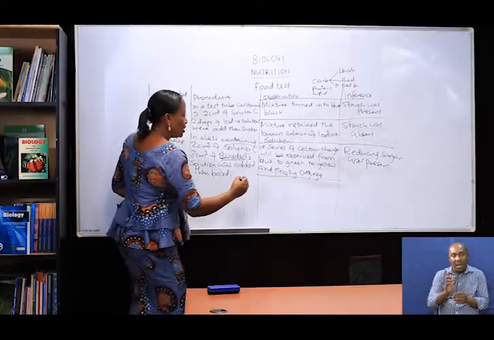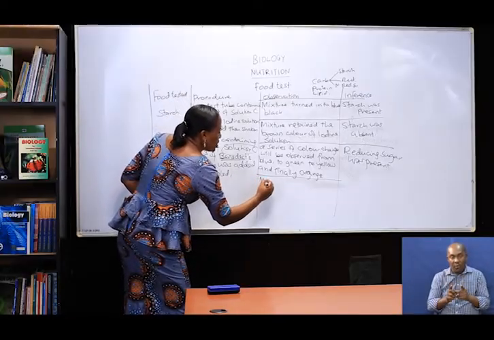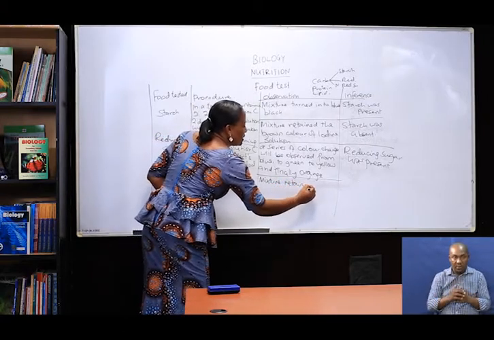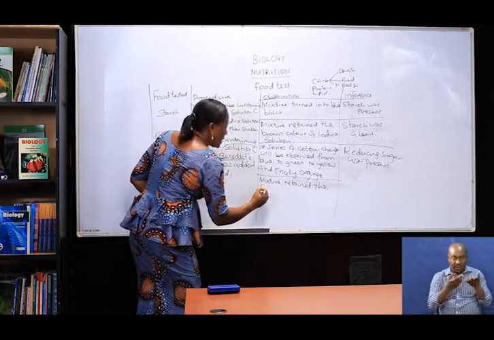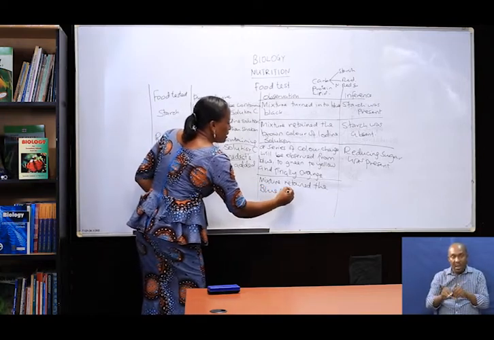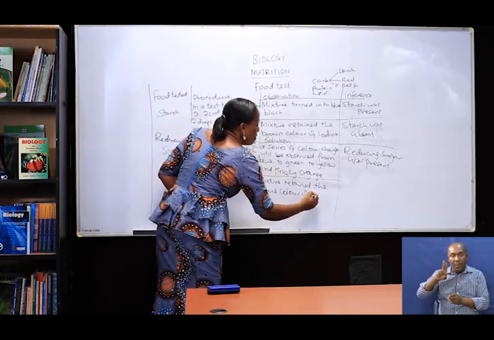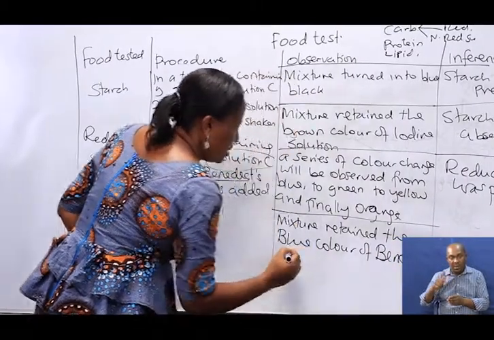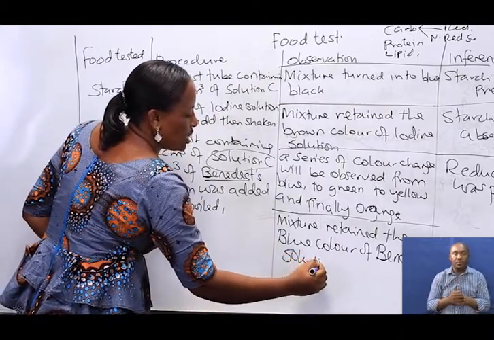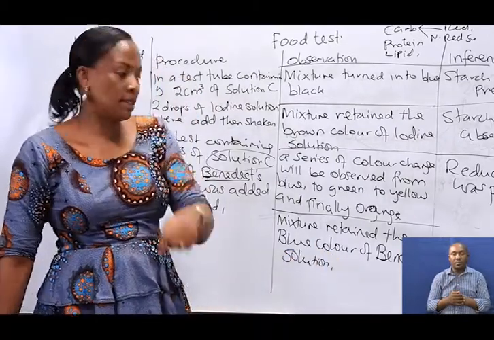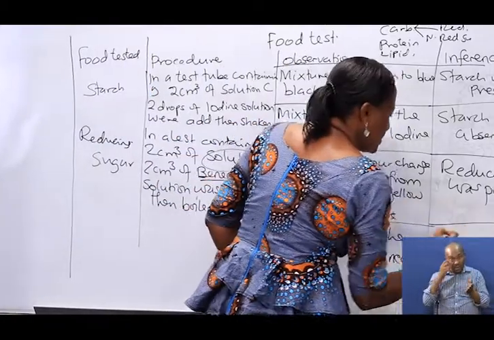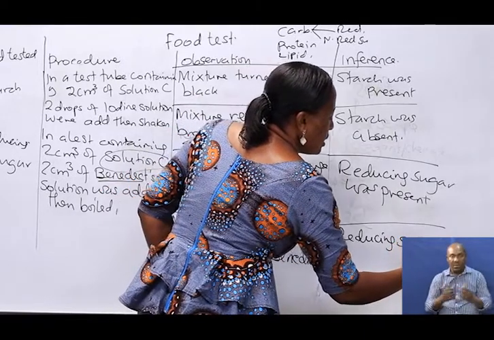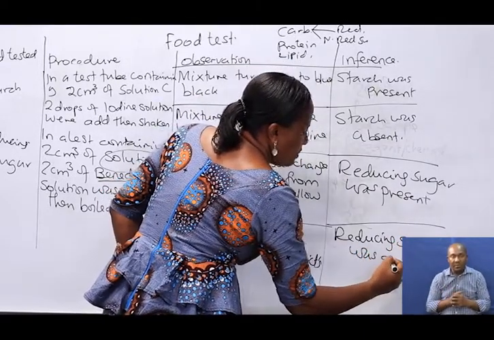Therefore, the report should appear like this: the mixture retained the blue color of Benedict's solution. This means reducing sugar was absent.